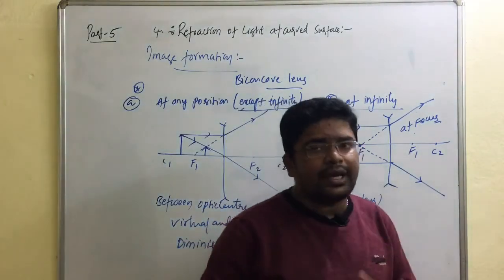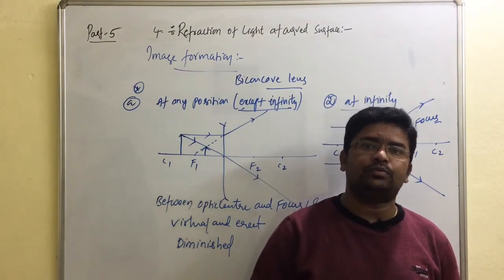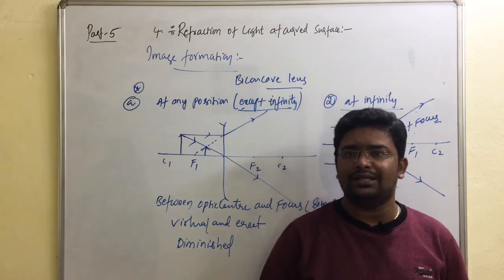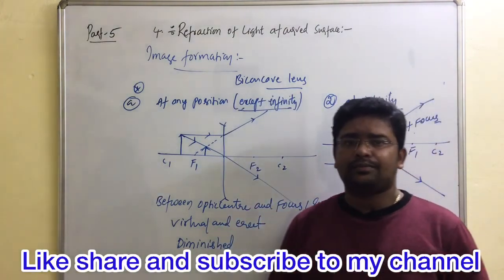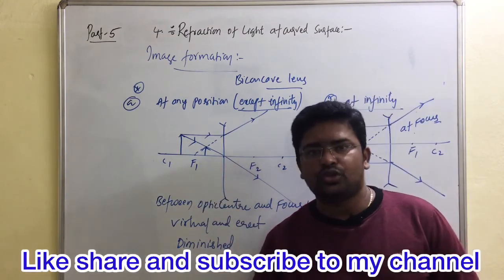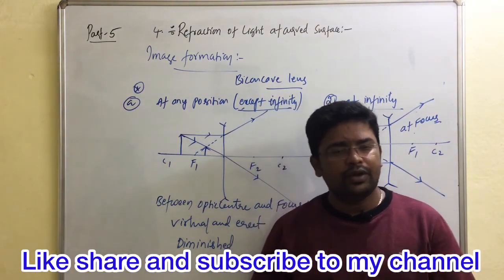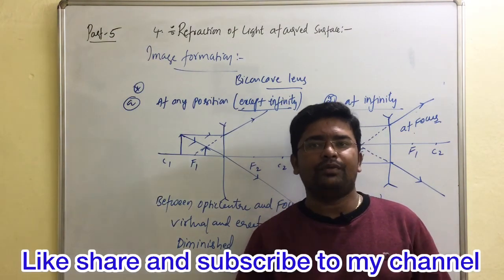So these are the ray diagrams showing image formation when the object is placed at various positions in front of biconcave and biconvex lens. Hope you have understood this class.